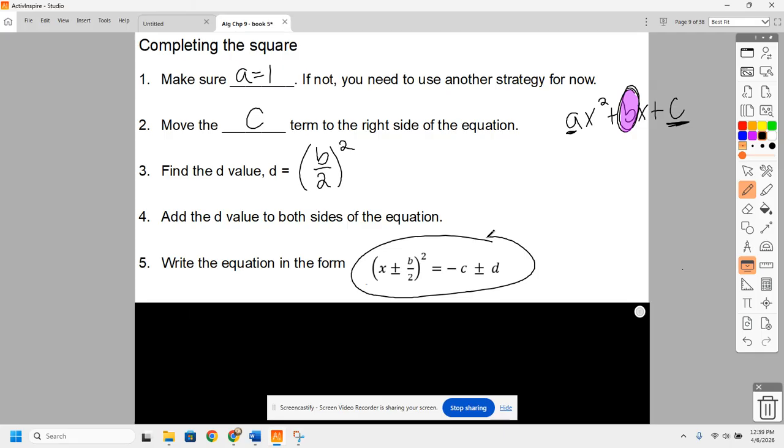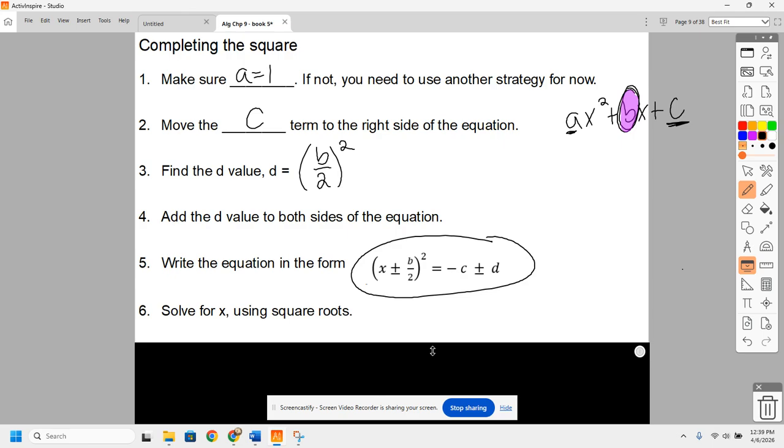Now once it's in this form, it's actually really beautiful, because then I can solve using square roots, which we learned last class period. Solving by square roots, a lot of you really enjoyed. So we talked about, hey, how do we get it so you can solve by square roots if it's in standard form? So this is how you do it. It's a process called completing the square.